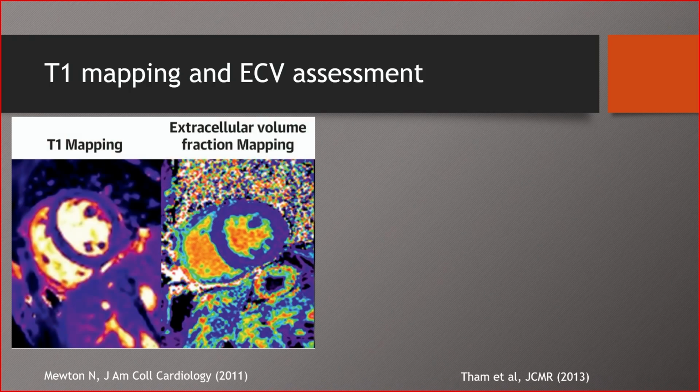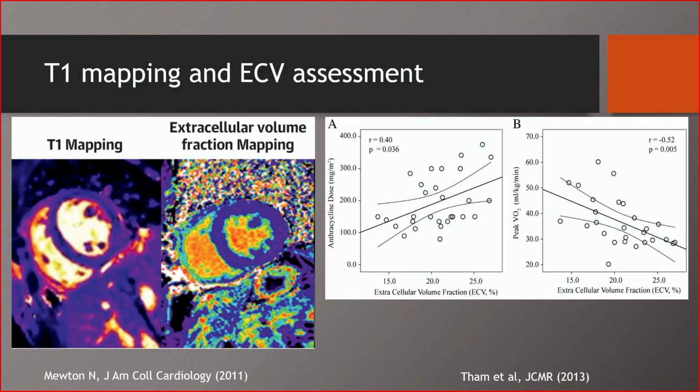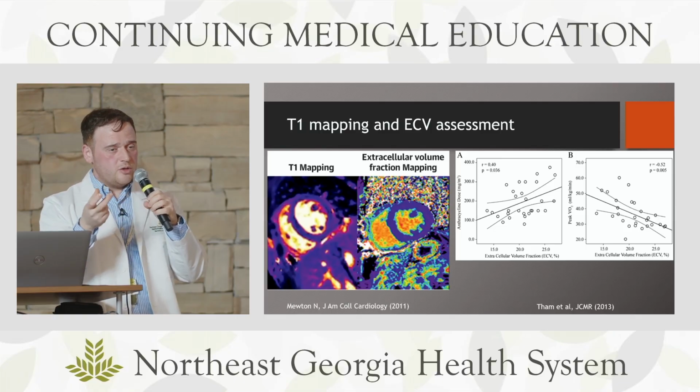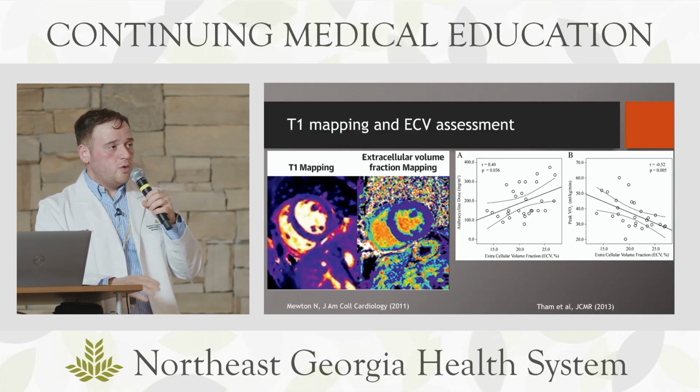The next parameter is T1 mapping and ECV assessment. In simple words, ECV is extracellular volume fraction mapping, which essentially measures how much fluid is there in the heart muscle or extracellular space. So that will include collagen and fluid. Normally, the normal number for that is about 20%, 20 to 30%.